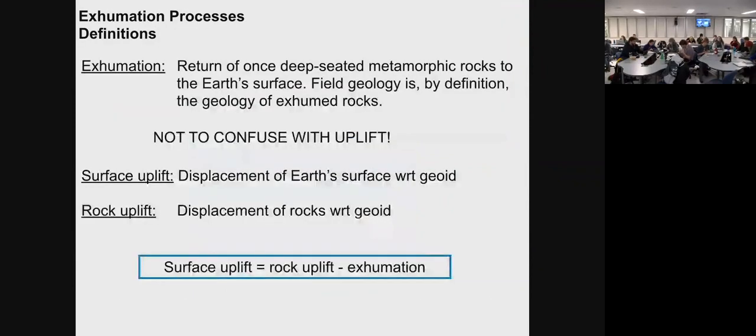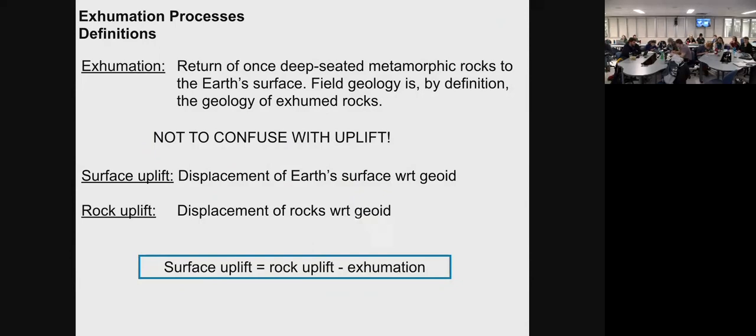And to start off, I want to start with three very simple terms, and in fact, two that I constantly hear being used interchangeably, and it's unfortunate: the terms exhumation versus uplift. Essentially, the first thing we have to keep in mind is when you talk about exhumation in terms of rocks, whenever you're doing field geology, you're doing geology of exhumed rocks.